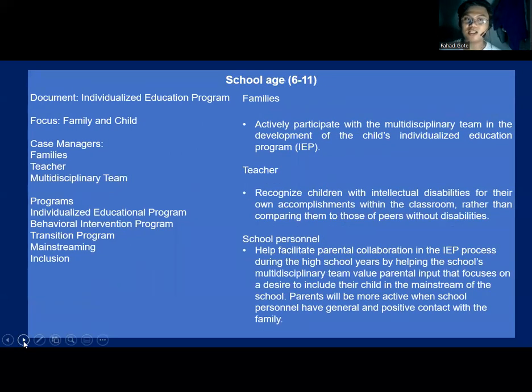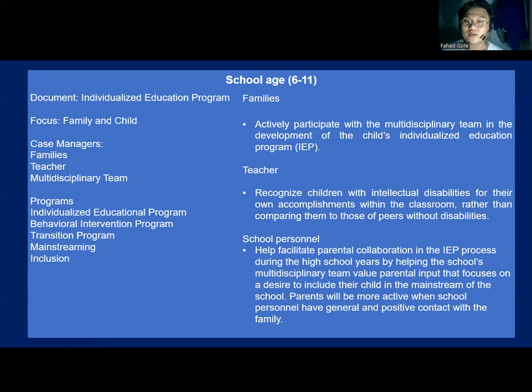And for the school age, the document is also the individualized education program, and the program includes behavior intervention program, transition program, mainstreaming, and inclusion. So for the tips for the families, actively participate with the multidisciplinary team in the development of the child's individualized education program. Teachers recognize children with intellectual disability for their own accomplishments within the classroom rather than comparing them to those peers without disabilities.